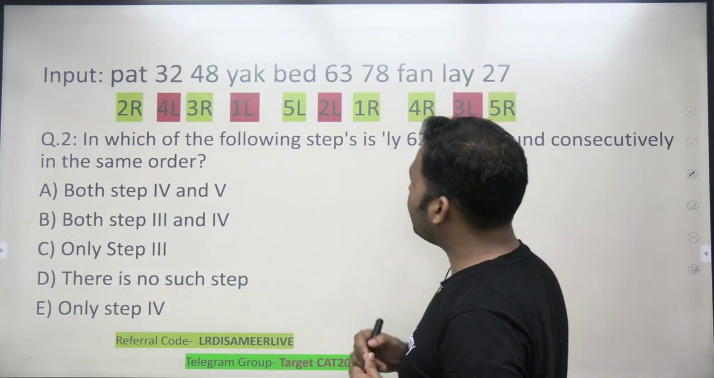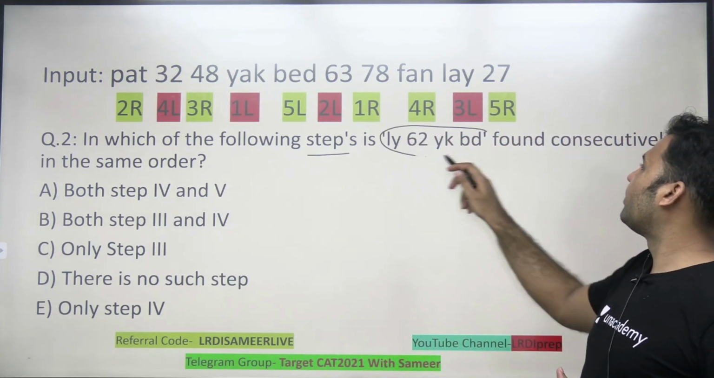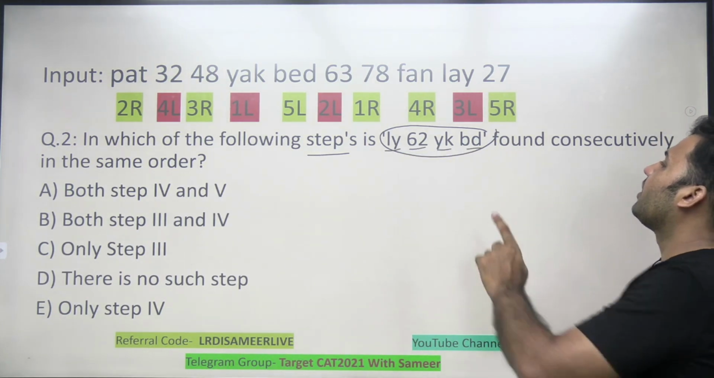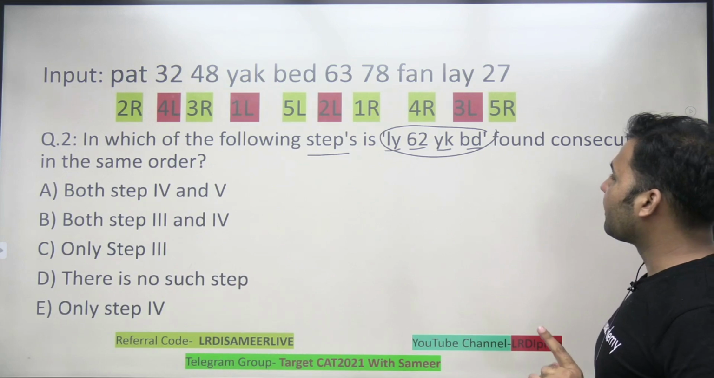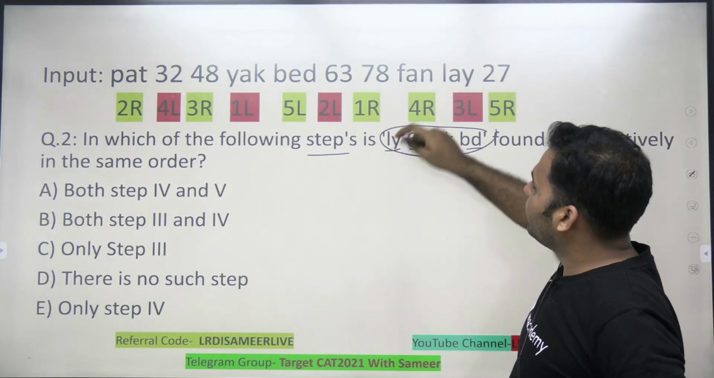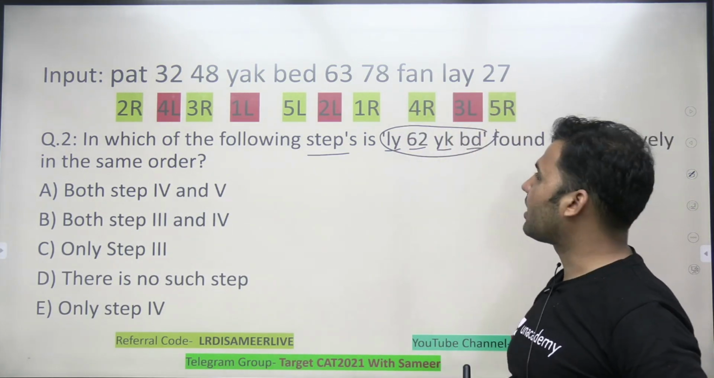Now, in the second question, it is asking me, in which of the following steps are these words found consecutively in the same order. That means I'm looking for the step where all these elements are arranged together. You see that in all these numbers the vowel has already been removed. That means these elements have already been ranked.